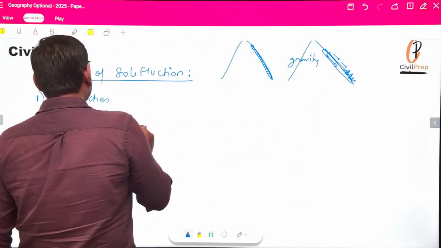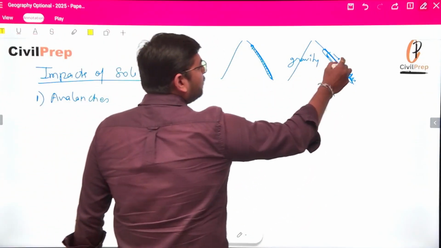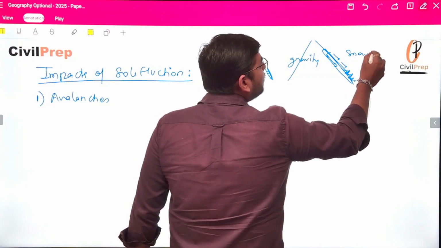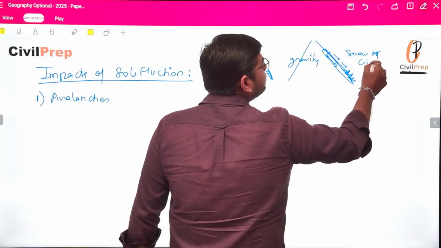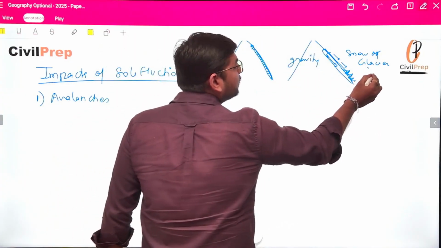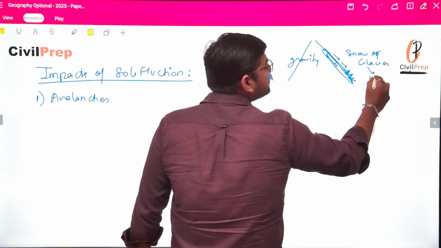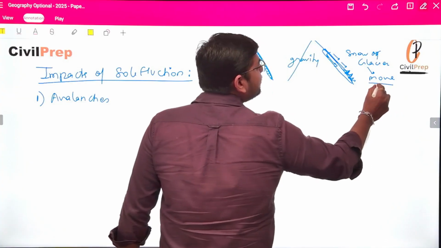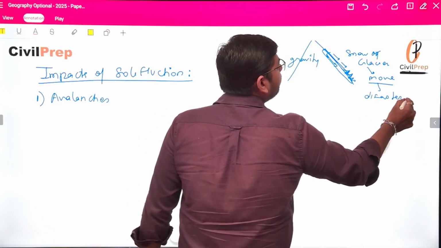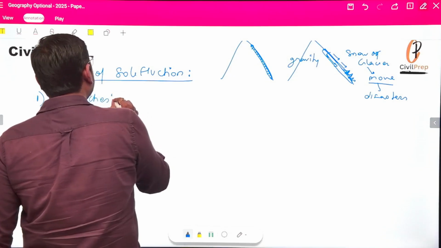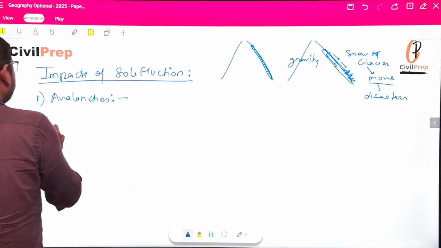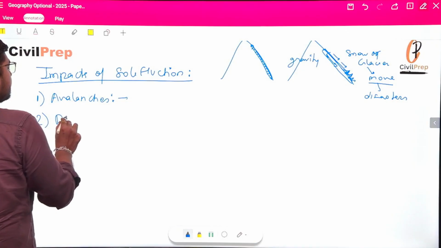Now, two things happen here. First thing, whatever the snow or glacier which is present above it will also start to move down, and this will result into the various disasters. Okay, so it may result into the avalanches because of the movement of the soil. Second thing, it may result into the disasters.